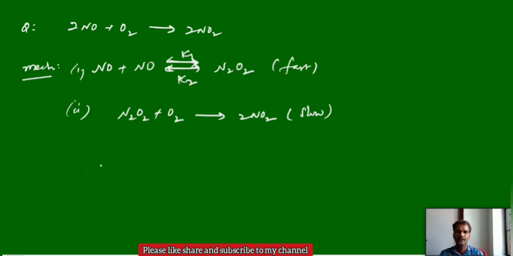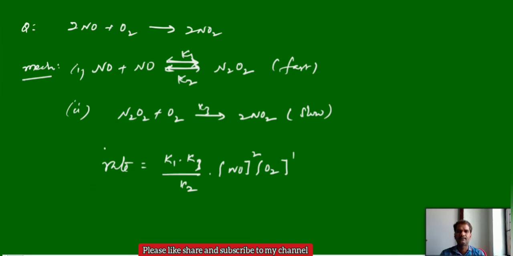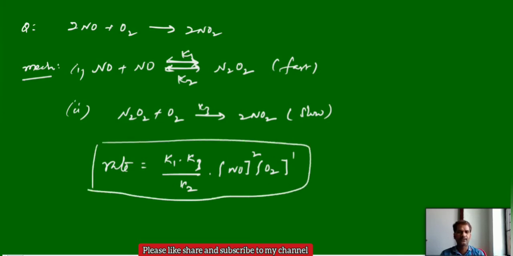So here if you solve, you will get rate is equal to K1, let us assume this is K3, K1 K3 by K2 into NO power 2 and O2 power 1. This means the order with respect to nitric oxide is 2 and the order with respect to oxygen is 1. Overall order is 3.